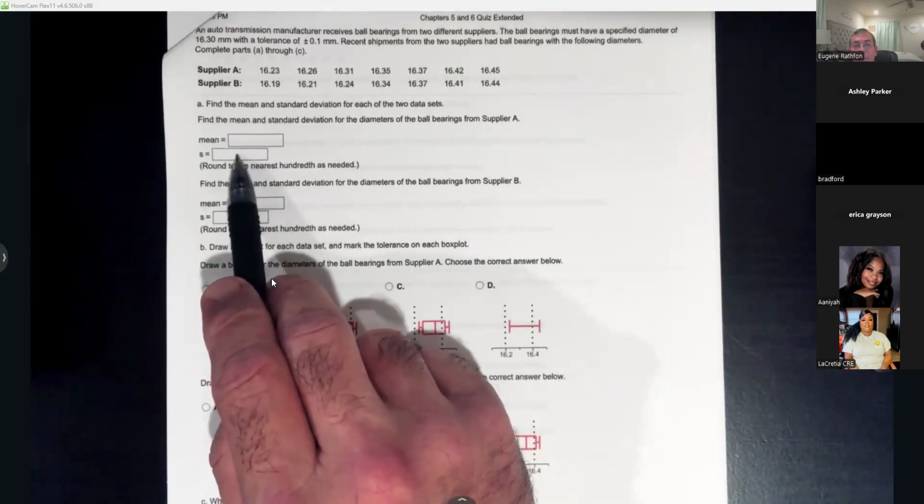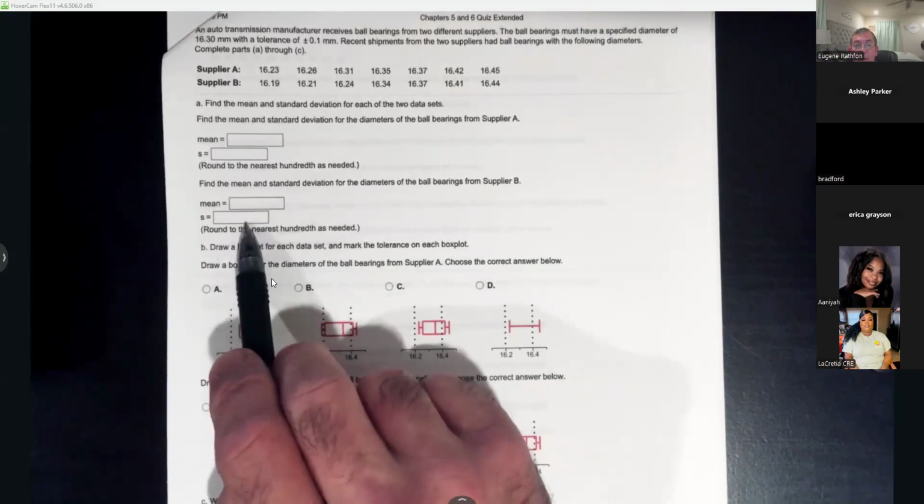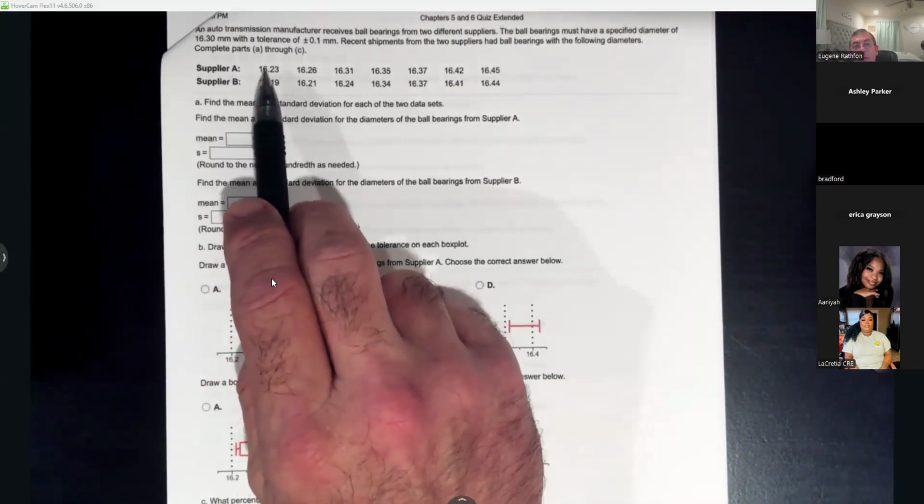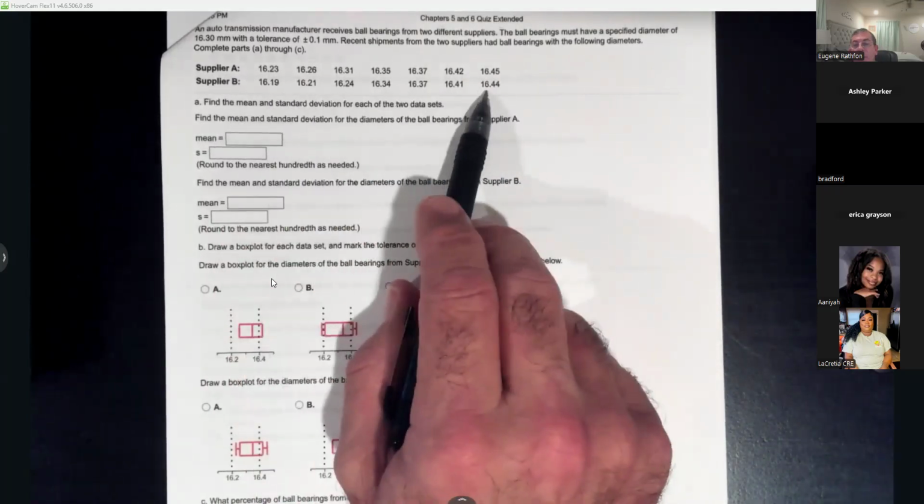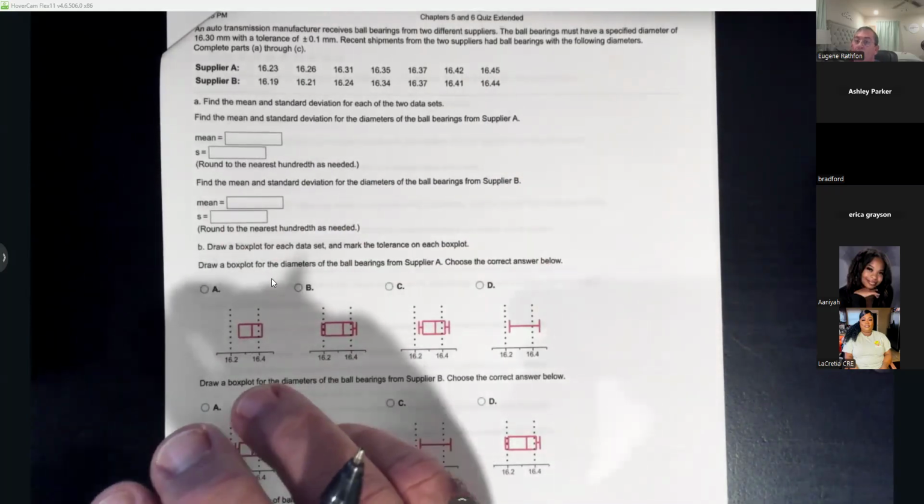Now, this one, I'm going to show you how to do this problem on Excel. So we did this one in the homework one day where we had the supplier A ball bearings and the supplier B ball bearings, and they wanted us to find the mean and standard deviation from each one of those. And then we had to come down and pick out which one of these was our box plot. So y'all, I'm going to enter these numbers into Excel and let Excel do all the work for us, okay? So let me pull up Excel for us.